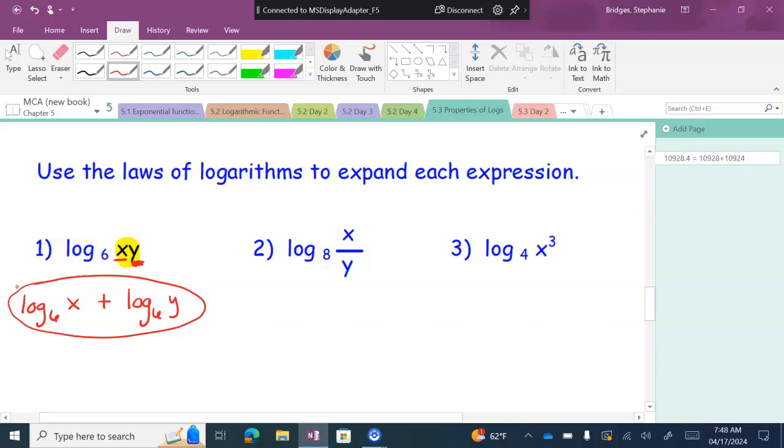On the second one, I have log base 8 of x over y. Again, I'm looking at my argument to see what I have. Do I have multiplication, division, or an exponent? Which one do I have here? Division. So we can split up division by subtraction. So what we do is we take log base 8 of the top number minus the log base 8 of the bottom number. Yeah, that's a minus. It just didn't show up the first time.